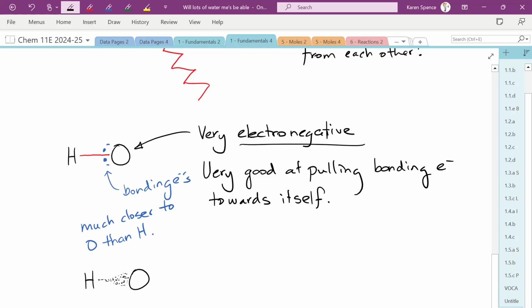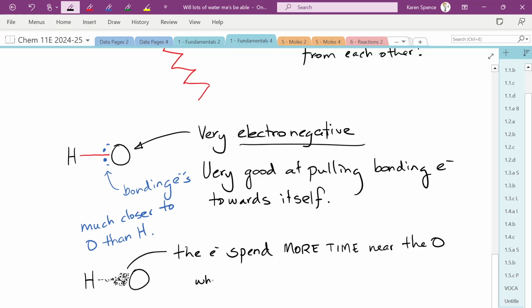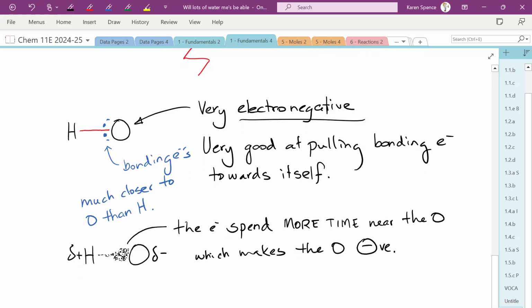And if you take a time-lapse photo of the two electrons over time, they will form a shape that looks like this, where you have a lot of density. They spend a lot of time near the oxygen, and they don't spend very much time near the hydrogen, which is what actually truly makes the oxygen negative. That's negative. And they spend less time with the hydrogen, which makes the hydrogen slightly positive. Okay?